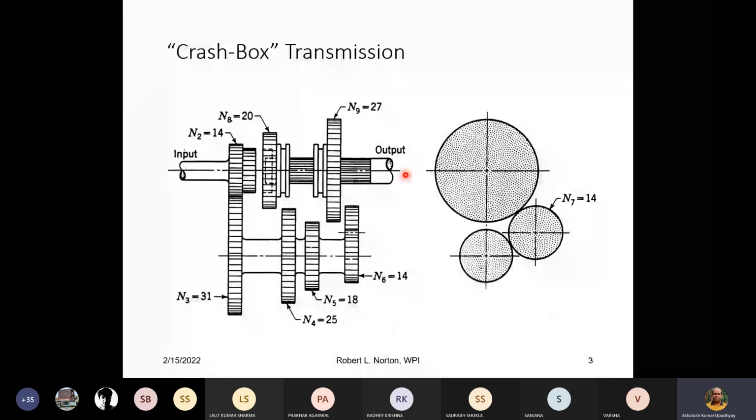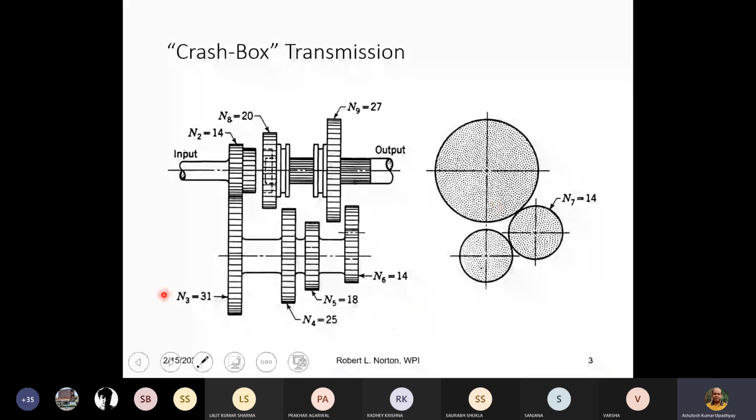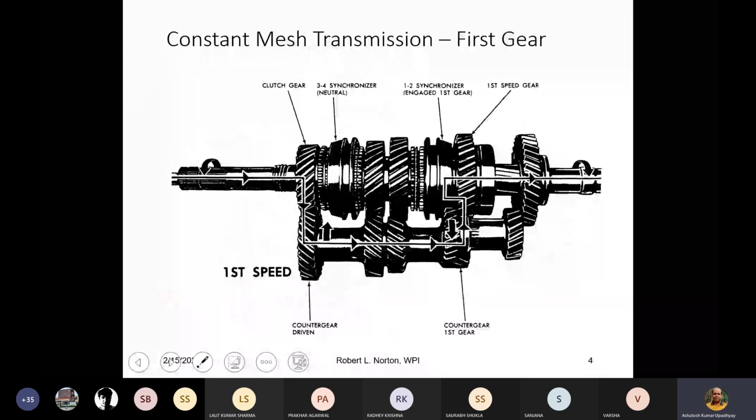Now the fact is that these gears used to have heavy noise. Along with that, there were gear failures, the gearbox failures, I mean the crashing of the gearboxes. So these systems were changed, okay? And they were changed to which kind of system? The constant mesh transmission system. Okay, the constant mesh transmission system.